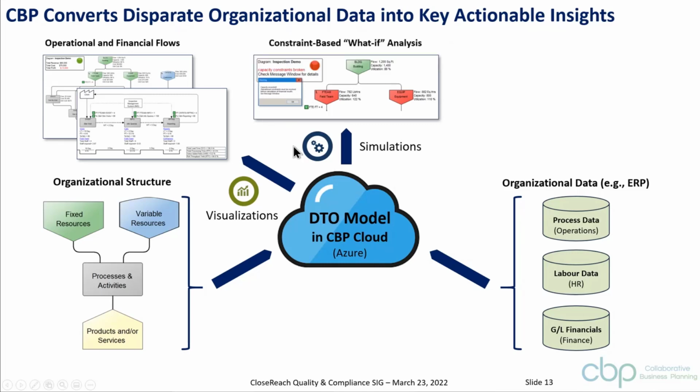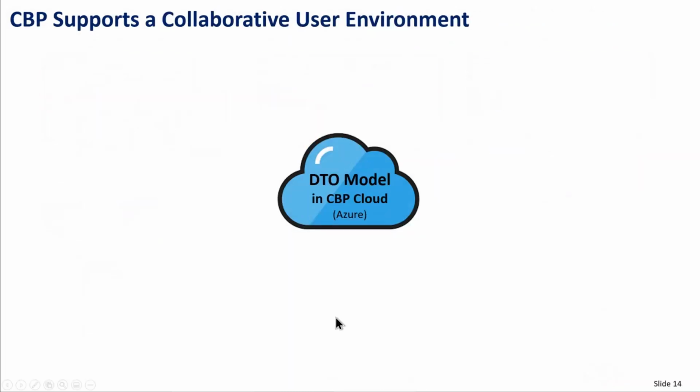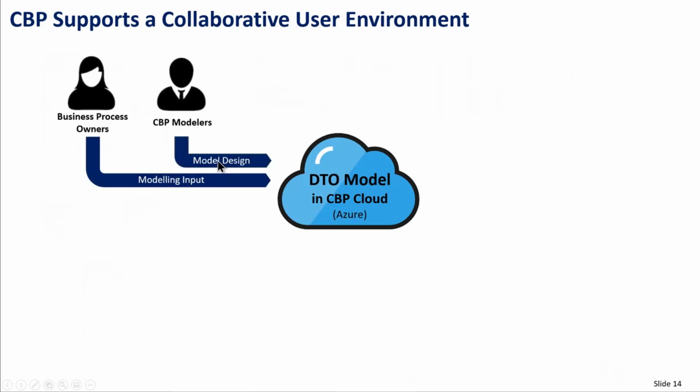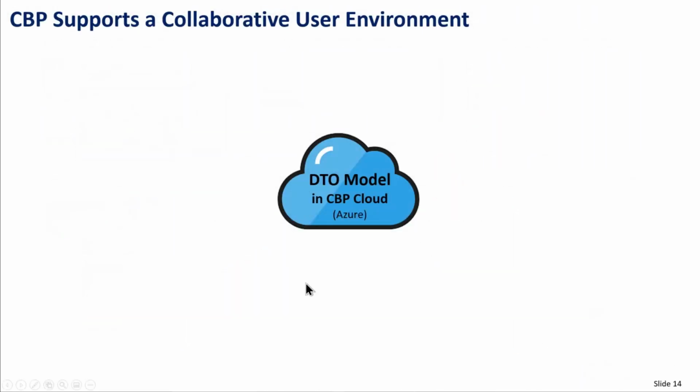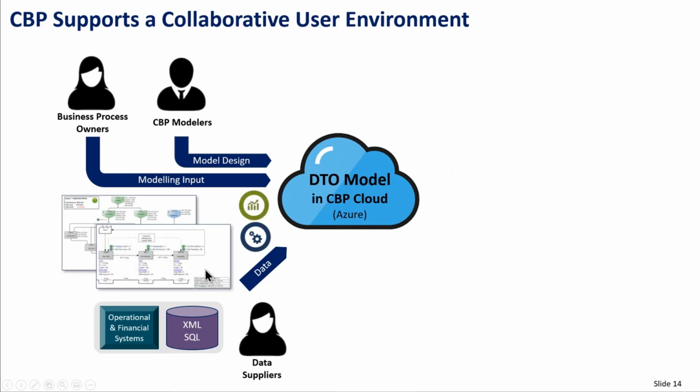We can get the ability to do simulations, and we can get strategic dashboards that give us better insights into how our business operates. And this is what the management team would be working with. These are what the analysts would be working with. And to summarize how we go about that, business process owners would work with CBP modelers, people that understand the QualiWare CBP platform, to build these models. Data suppliers can extract the information from operational and financial systems and help build that in.